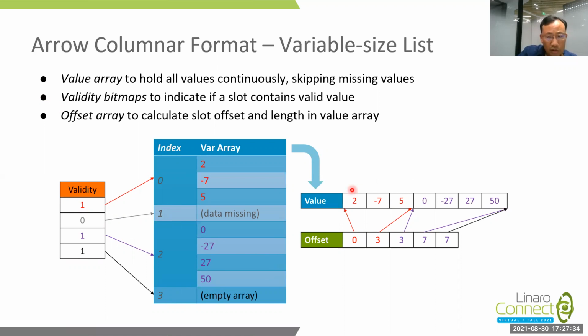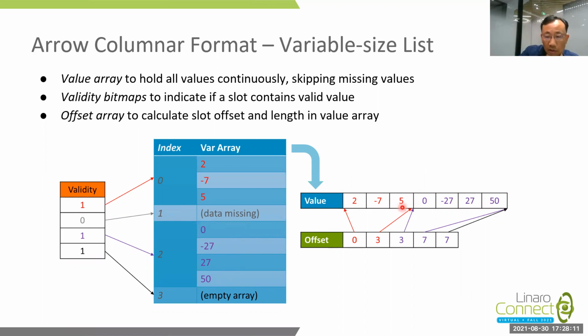You can see the values in the value buffer. The first subarray, 2, -7, 5, is stored here. But the next 4 values are actually from the third subarray. You can see they are stored continuously. Even though there is a gap, the data missing in the second element, the value buffer only contains valid values. The missing data is not padded here.